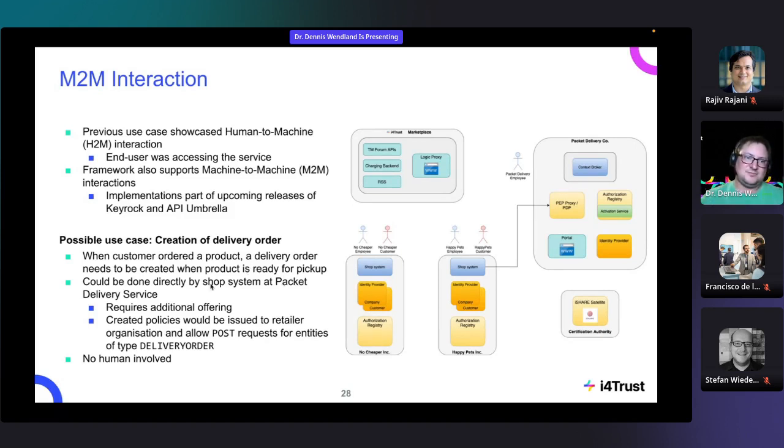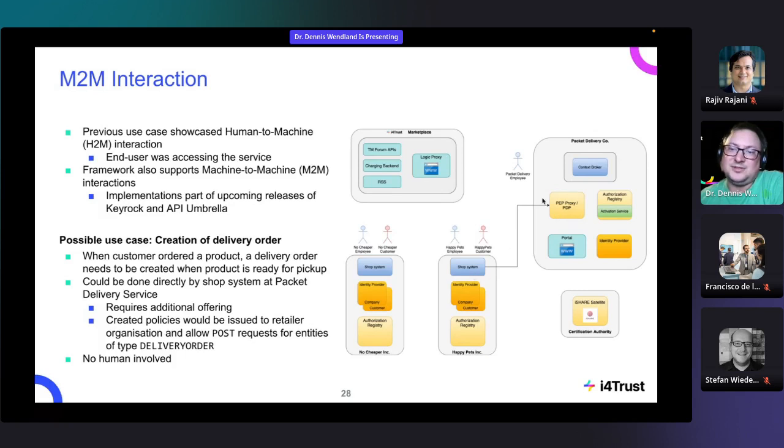Basically, a possible use case, not implemented now, but what one could think of, is the actual creation of a delivery order. When the customer is ordering something on the retailer's online shop, that shop system will create the delivery order at the packet delivery company.